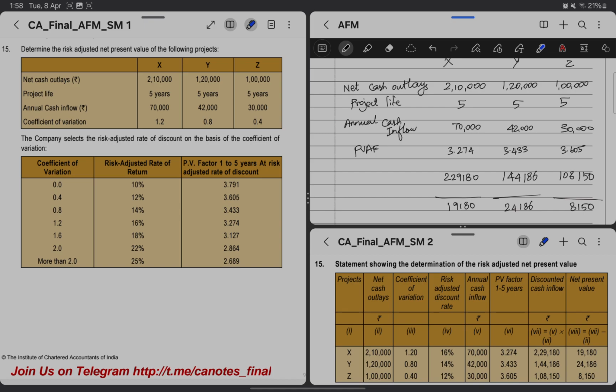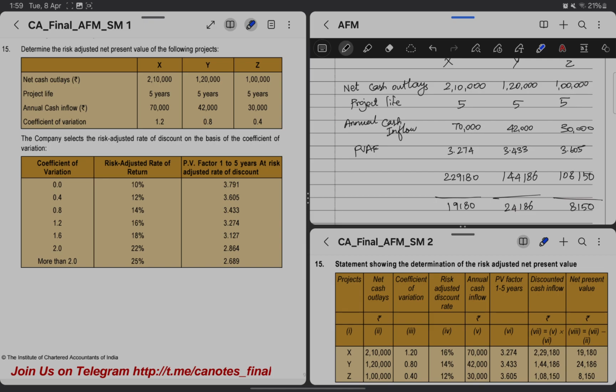And the more the risk, the returns are also more. Comparing to that, if we see for project X the risk is 1.2, but the return is just 19,000, and for project Y the risk is 0.8 only, but we got a return of 24,000, and the risk is less in case of project Z, but the return is 8,000. But there are other ways also, because the initial investment is less in this case.